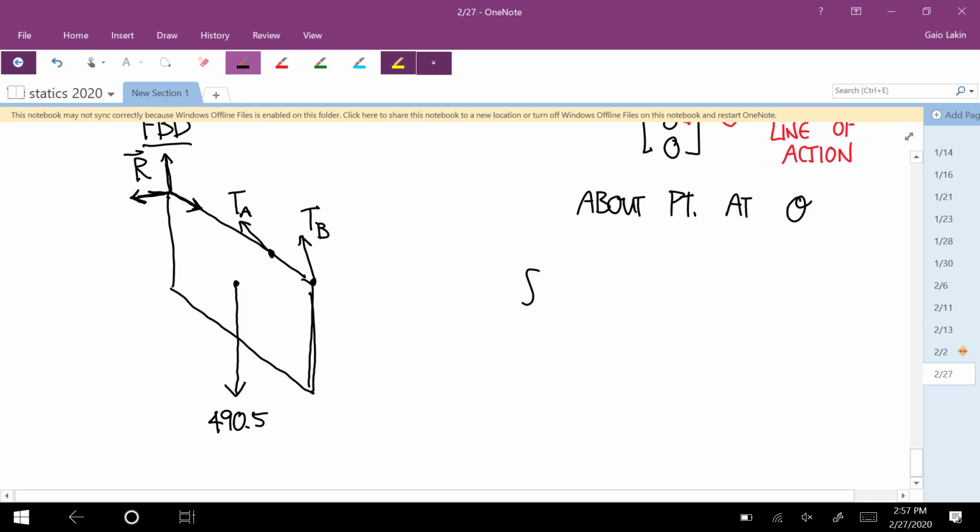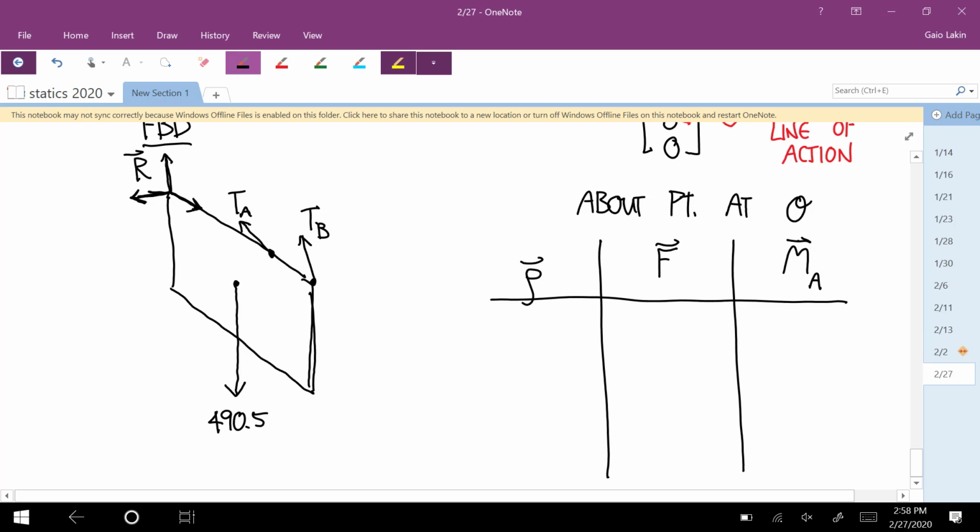Okay, so now I'll set up the table. Rho, force, moment. I'll do that force R first. So the R vector goes from the about point to where the force is applied. What is it for R? 0, yep. We have to do everything in 3 dimensions now.